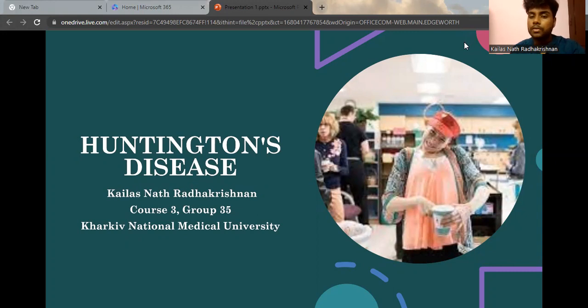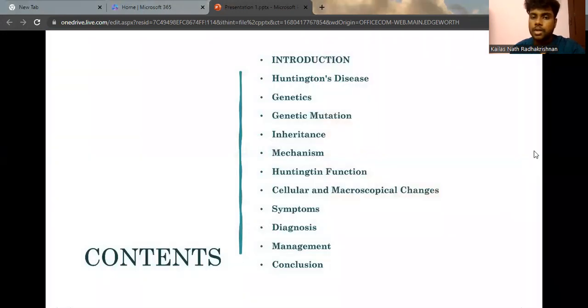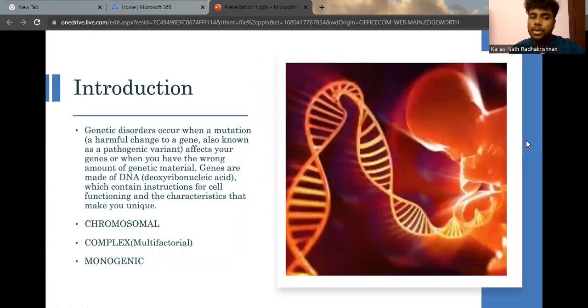Today, we will discuss one of the most important and major genetic defects, which is called Huntington's disease. We will discuss a small introduction about genetic diseases, Huntington's disease, its genetics, genetic mutation, how it is inherited, its mechanism, function of Huntington protein, cellular and macroscopical changes which occur during Huntington's disease, symptoms, diagnosis, its management, and conclusion. So let's start with a small introduction about genetic disorders.